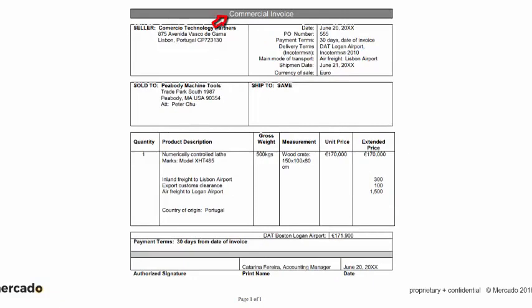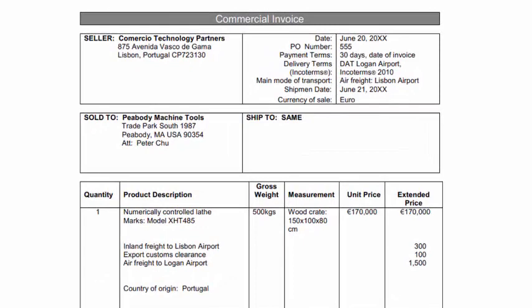First off, at the very top, it says commercial invoice. That's pretty important. And then down the bottom, it's also numbered, which is a requirement of U.S. Customs. We have a seller, full name and address, Comercio Technology Partners in Lisbon, Portugal, selling to a U.S. company called Peabody Machine Tools in Peabody, Massachusetts. We have the full date spelled out, always a good idea to do that.